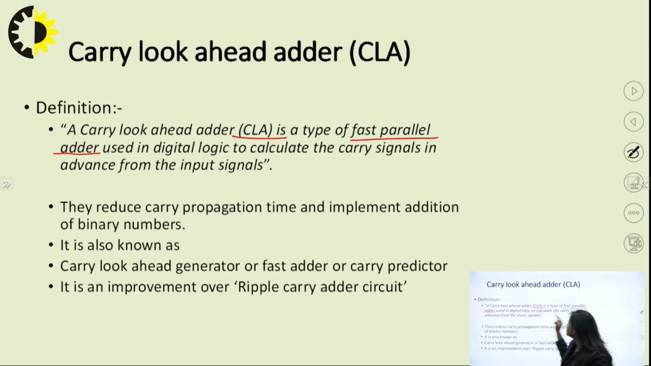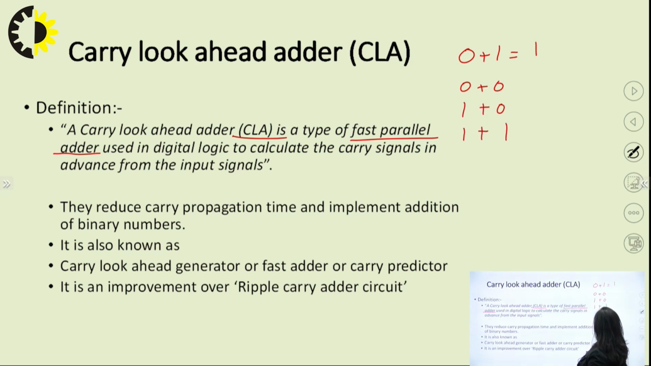The word fast parallel adder means that whenever we need to add two numbers, we need a simple adder. Like if I have to add 0 plus 1, then I need an adder to add these binary numbers, and the addition would be 1. And we have several combinations of 0 and 1. It can be 0 plus 1, 0 plus 0, 1 plus 0, 1 plus 1. So these are all four minimum combinations we can have in addition.